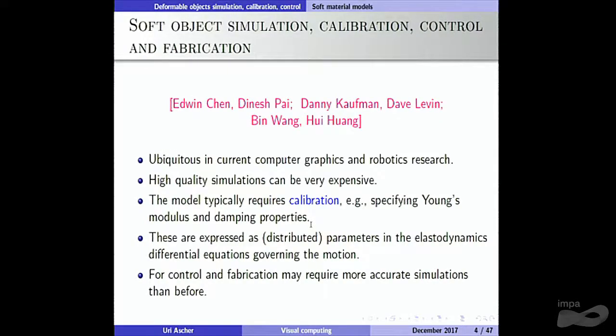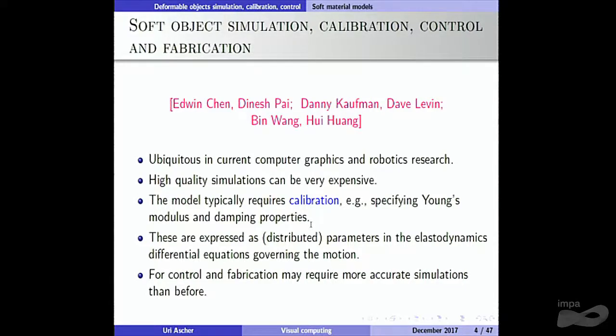My collaborators in different projects here are Edwin Chen, a PhD student jointly with me and Dinesh Pai, who is a colleague of mine. Danny is in Adobe, and Dave is in Toronto, and Bing Wang is a young faculty member in Beijing, and Hui Huang is an ex-student of mine who is now a big chief of a huge visual computing lab in Shenzhen, China.